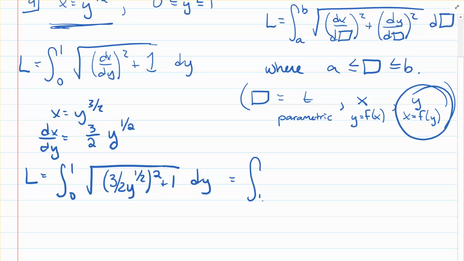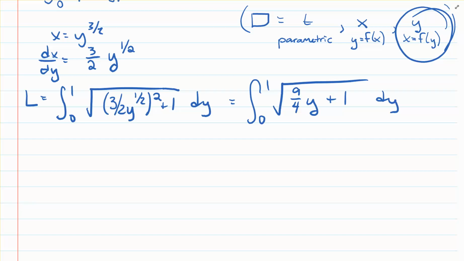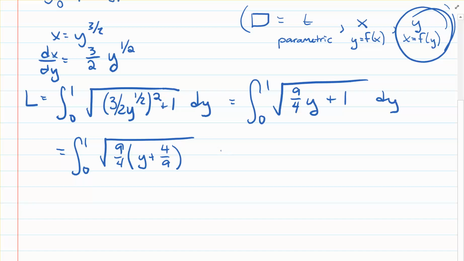Okay, so we might want to clean this up just a little bit. When I square something in parentheses, I have to square both pieces. So squaring the 3/2 gives us 9/4. And then y to the 1/2 squared is just y, plus 1. And now this is actually going to be easier if I factor out that 9/4. So integral from 0 to 1 of the square root of 9/4 times (y plus, well, then I'll have 4/9 left there), dy.